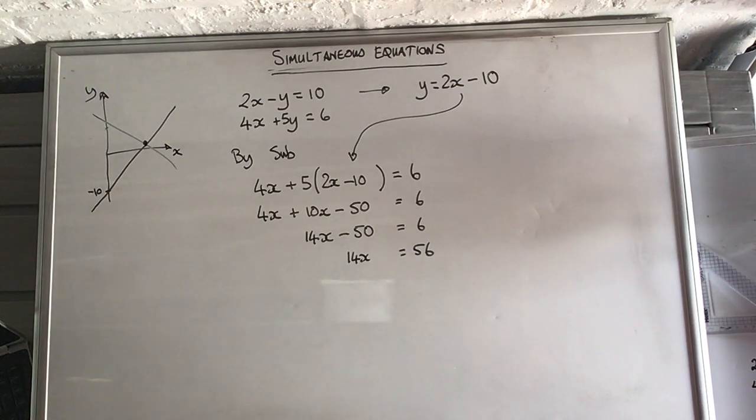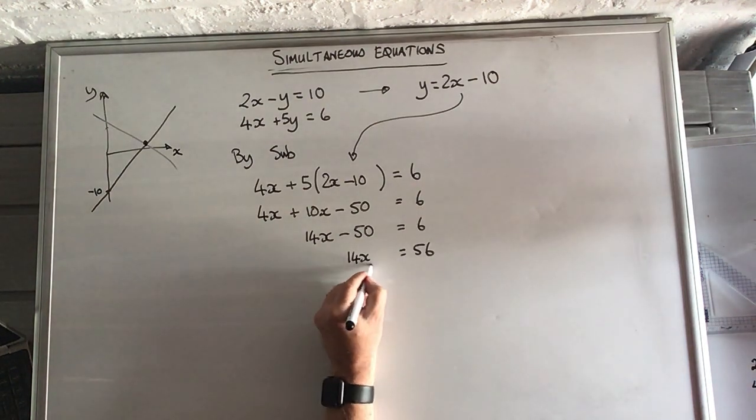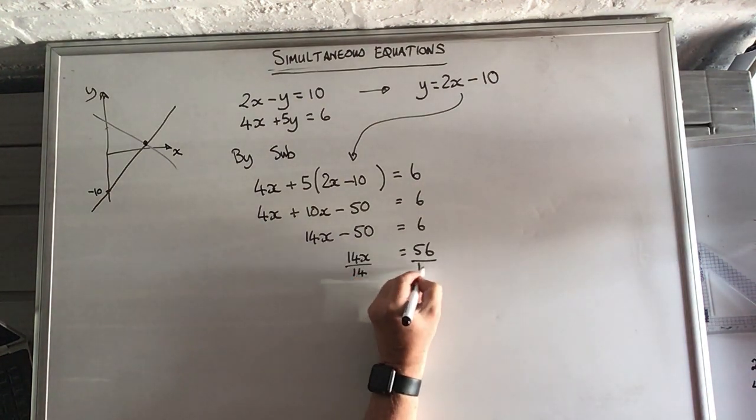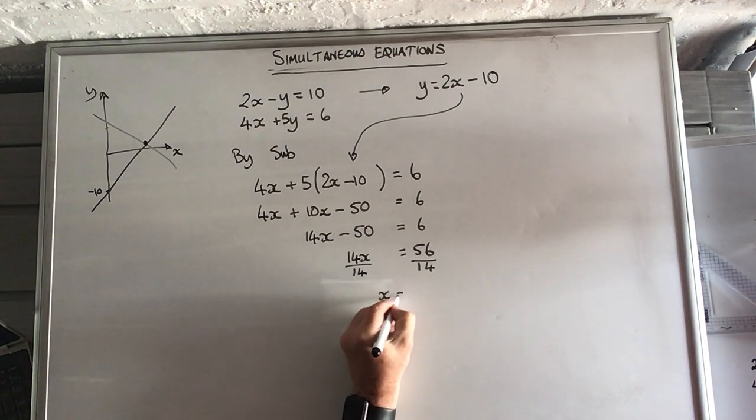Now this might be a calculator question, 14x equal to 56. Some people find that difficult, but it does go in nice and neat. If we divide through by 14, x is equal to 4.